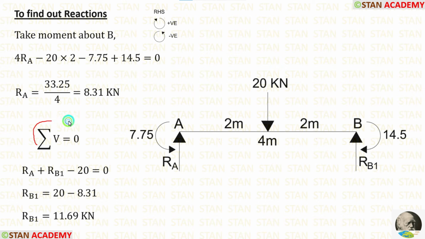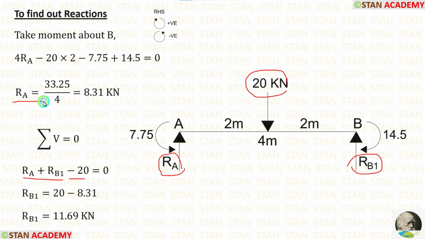Now, using the rule, summation of vertical forces is equal to 0, we can calculate RB1. In this span, there are three forces. RA and RB1 are acting upwards, so both are positive. Point load 20 kN is acting downwards, so it is negative. We already know the value of RA, let us apply that. In this way, we can get RB1, which is equal to 11.69 kilonewton.